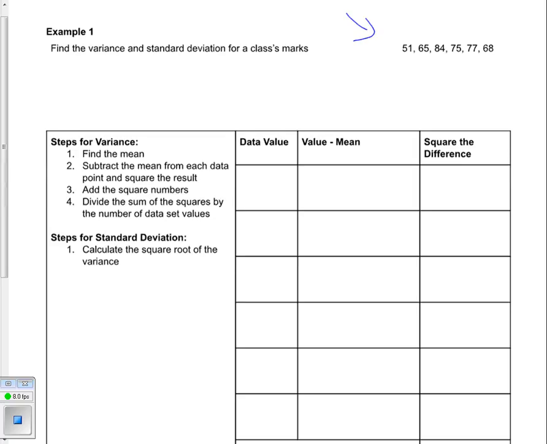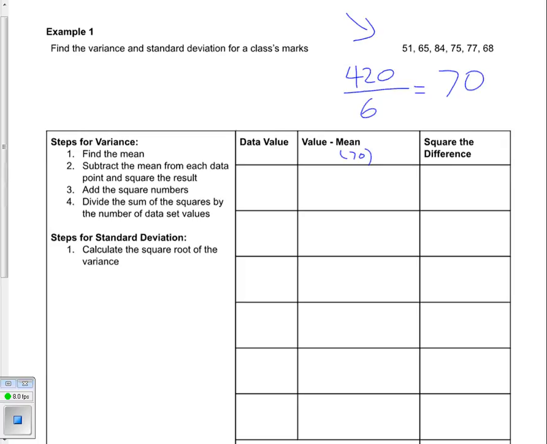So for this set of numbers here, we need to add together 51, 65, 84, 75, 77, and 68, and then divide by the total number of numbers in that data set, which in this case is 6. When you add those numbers together, you get 420, and since there are 6 numbers in the data set, the average or the mean of that data set is 70. Now that we know the mean value is 70, we can calculate the variance of this particular data set.